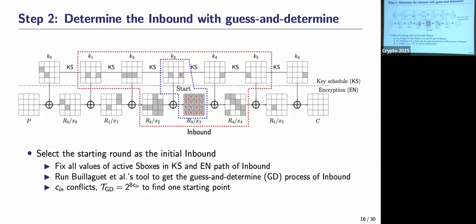Feed the AES round system of inbound and known bytes to Bouillaguet et al.'s tool. We get the guess and determine GD process of inbound, which determines the whole states of the inbound step by step. However, in our cryptanalysis on AES, there exist conflicts during the GD process, which determines the complexity of the GD for finding starting points.